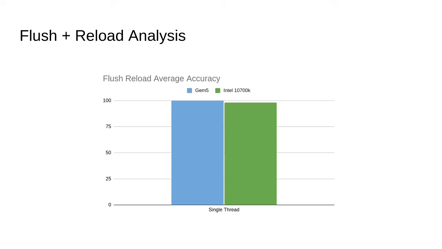We have implemented the Flush+Reload attack in two environments. In the Gem5 microarchitectural simulator environment, we have 100% accuracy since we could control all the parameters of the architecture, and on a real machine with an Intel 10700K processor, we had 97% accuracy.